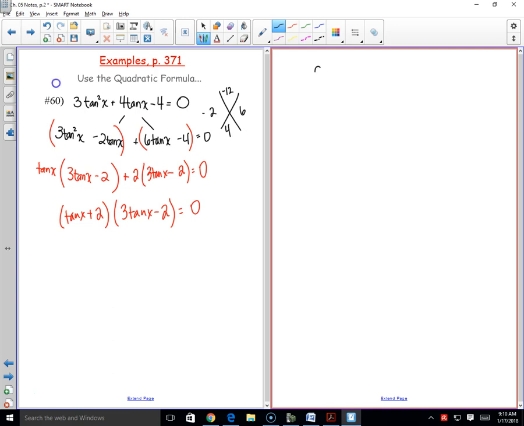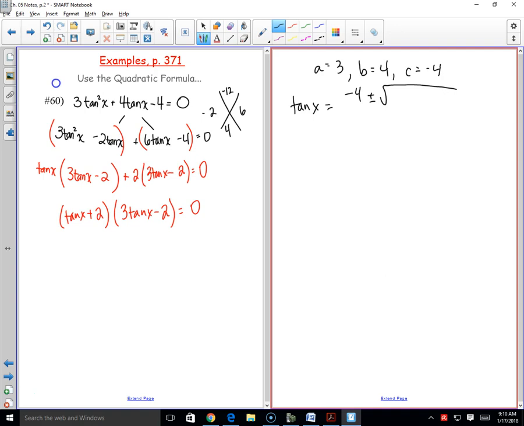And the other way is to say, hey, A is equal to 3, B is equal to 4, C is equal to negative 4. Usually we say X equals negative B, but is X being squared in this problem? Who's being squared? Tangent. So instead of saying X equals negative B, it's tan equals negative B.